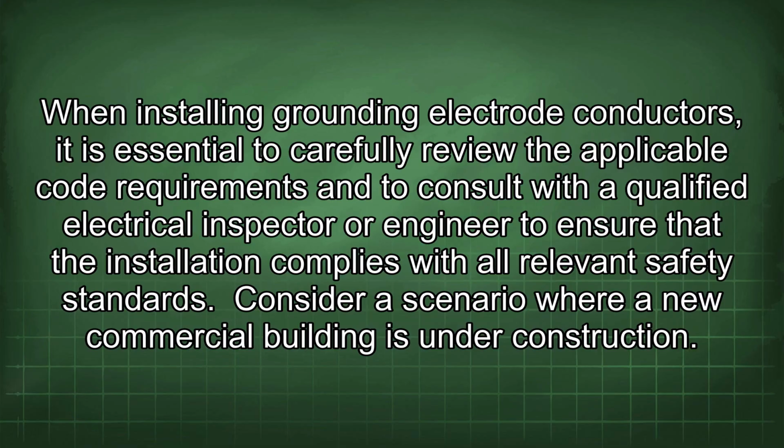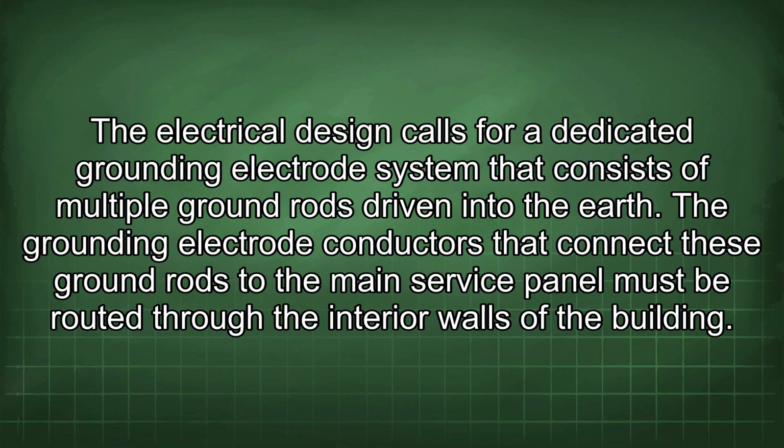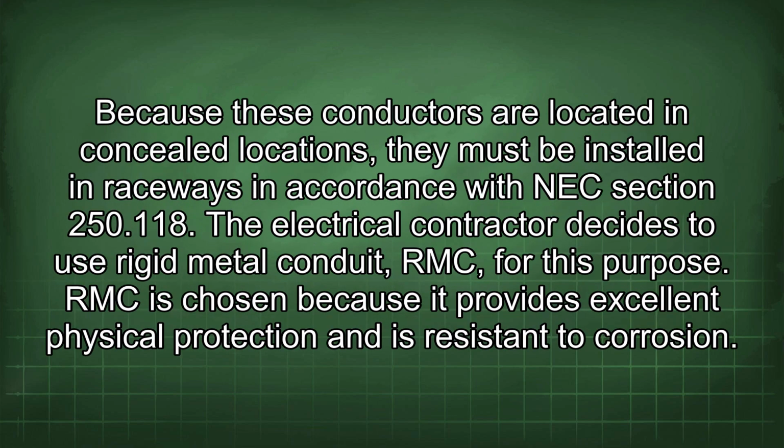Consider a scenario where a new commercial building is under construction. The electrical design calls for a dedicated grounding electrode system that consists of multiple ground rods driven into the earth. The grounding electrode conductors that connect these ground rods to the main service panel must be routed through the interior walls of the building. Because these conductors are located in concealed locations, they must be installed in raceways in accordance with NEC Section 250.118. The electrical contractor decides to use rigid metal conduit, RMC, for this purpose.